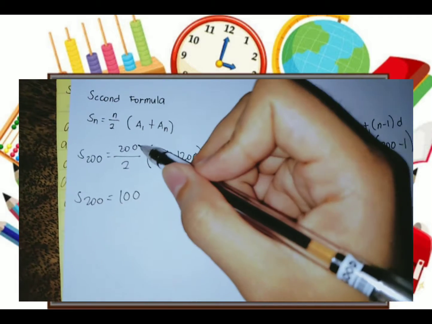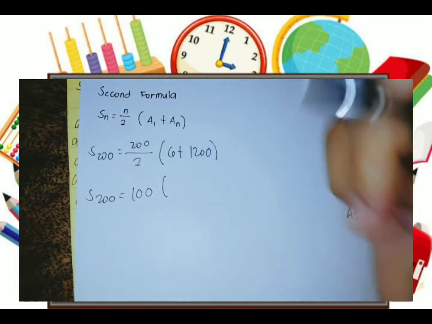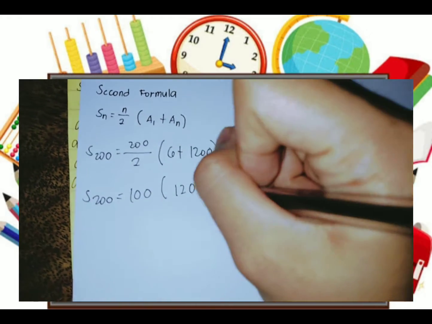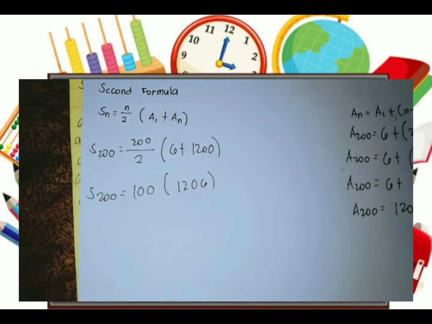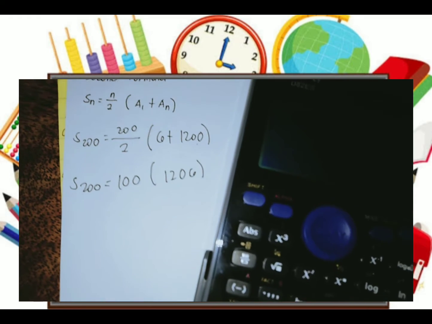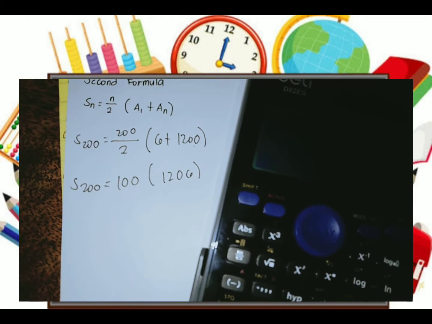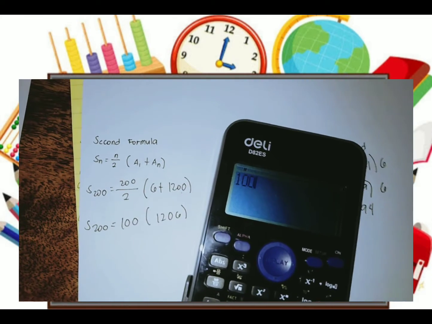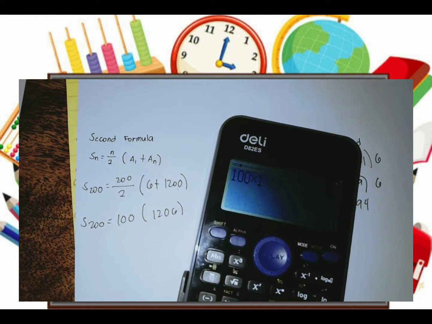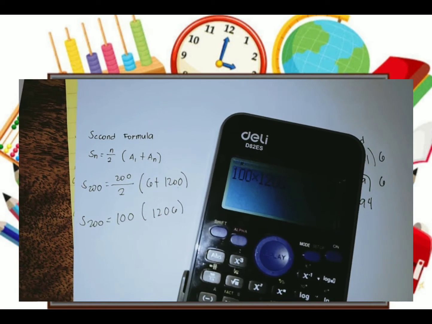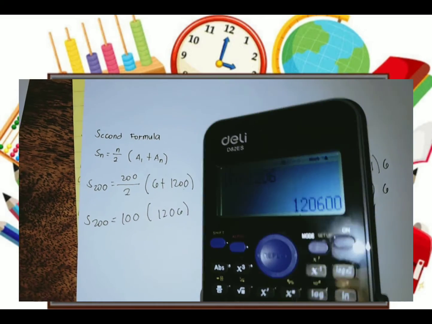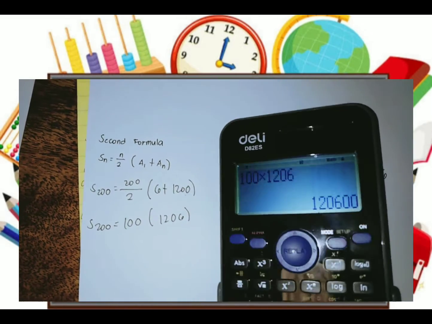So S sub 200: 200 divided by 2 is equal to 100. 6 plus 1,200 is 1,206. Now we are going to multiply it. So 100 times 1,206 is equal to 120,600. It is the same as in our first formula.